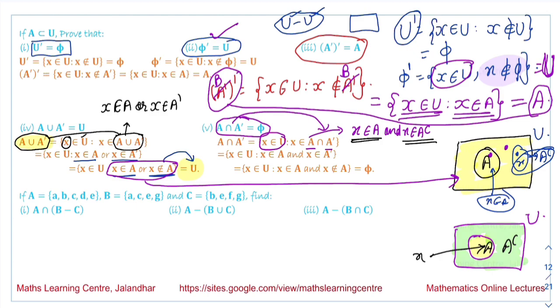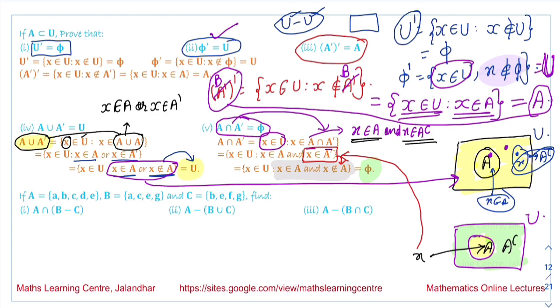So this is explained in this way: X belongs to A and X belongs to A complement. X belongs to A complement means that X does not belong to A. We are talking about the condition that X belongs to A and X does not belong to A. We want such an element and no such element is possible. So the answer we are getting is equal to phi.